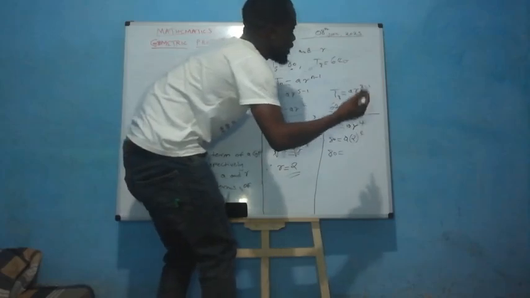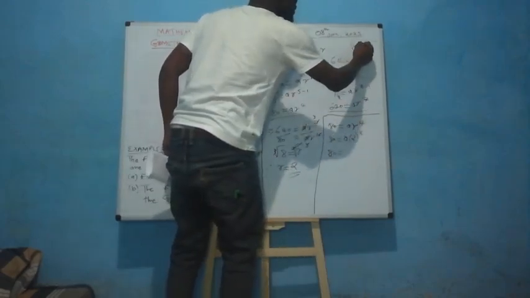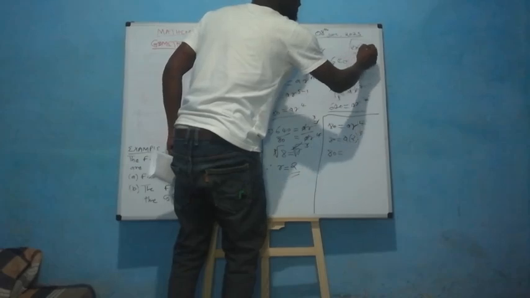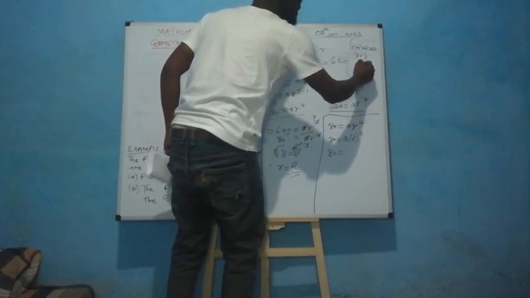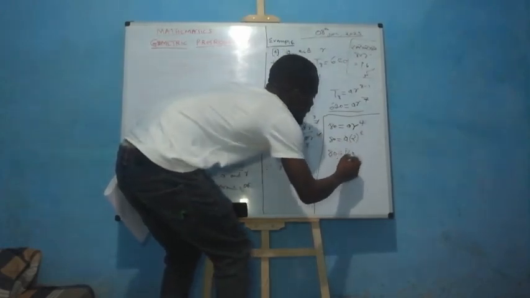2 times 2 times 2 times 2. That is what we are talking about. We are saying 2 times 2 times 2 times 2. 2 times 2 is 4, 4 times 2 is 8, 8 times 2, so we have 16. Okay, so 2 to the power 4 shall give us 16a.